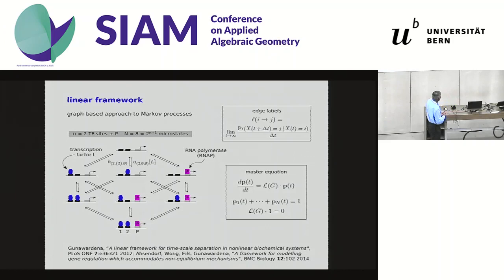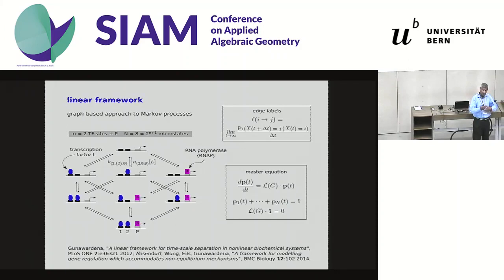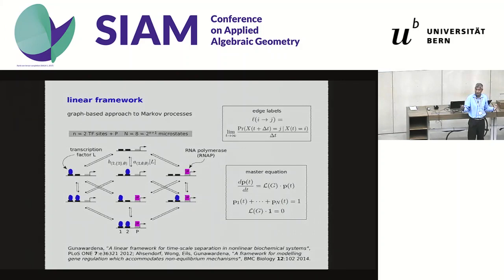So we basically have three sites and eight microstates present here. Little n is the number of sites, the transcription factor sites. Capital N is the number of microstates that are present. So those are the states. Then we have transitions between these states, which are happening stochastically as a result of the binding and unbinding of these various quantities. And then we have labels.